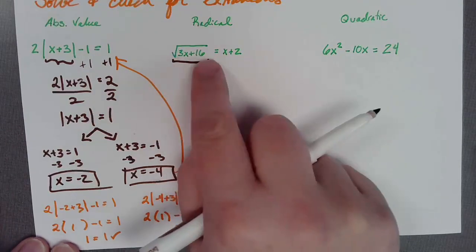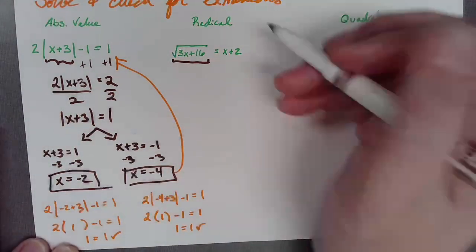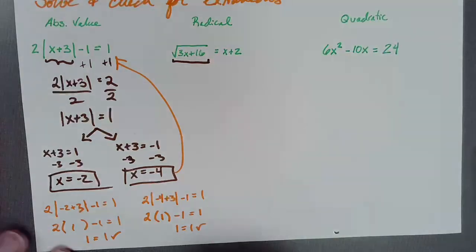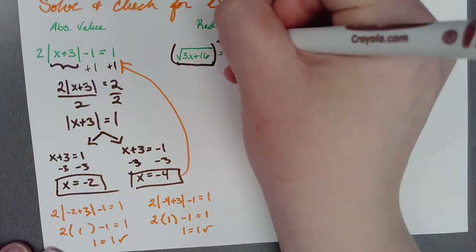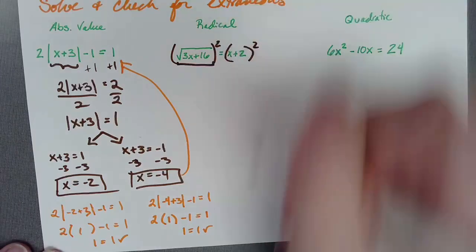So I don't want to see a 2 out here. I don't want to see like a minus 5 at the end. None of that. If there is anything, get it to the other side first. In this case, it is all by itself. So what I'm going to do is get rid of the radical by squaring it. But if I do that on one side, I have to do it on the other.